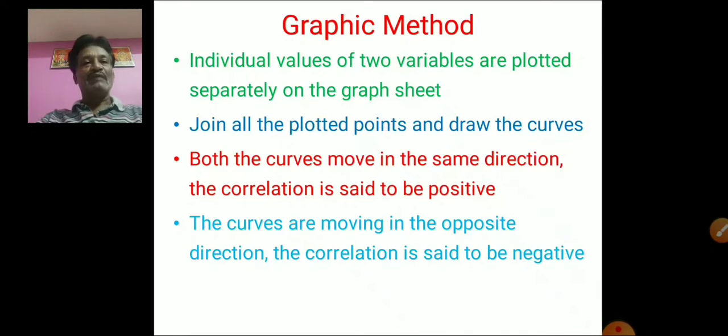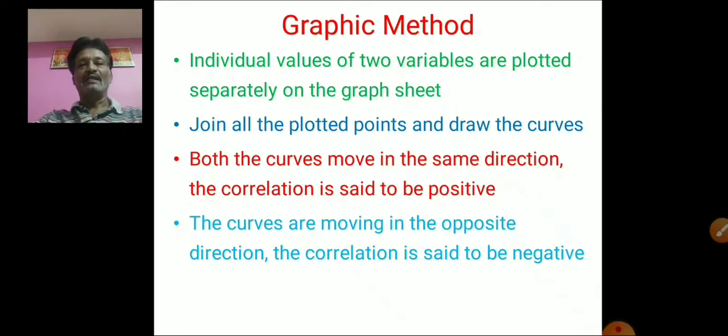So individual values of two variables are plotted separately on the graph sheet. Join all the plotted points and draw the curve. If both the curves move in the same direction, the correlation is said to be positive. Right? So we have two curves, one for the x variable and another for the y variable. Now you can compare and relate whether both the curves move in the same direction. If it is like that, the correlation is said to be positive.